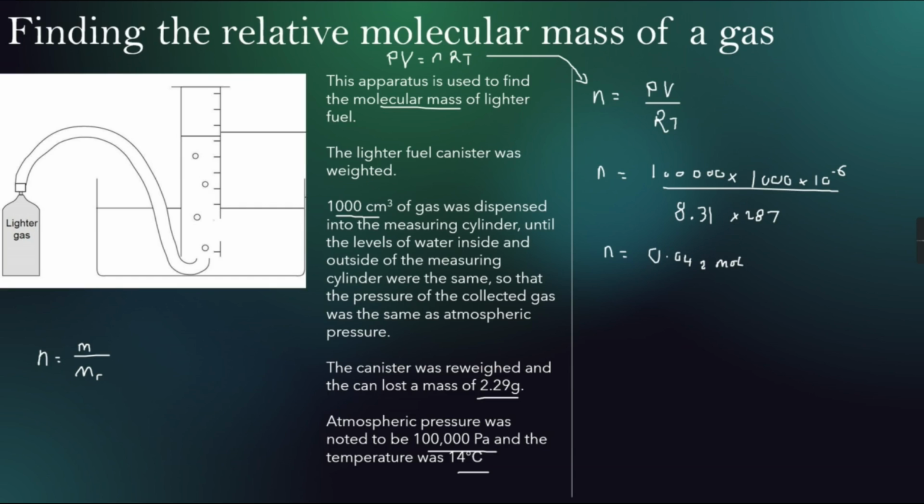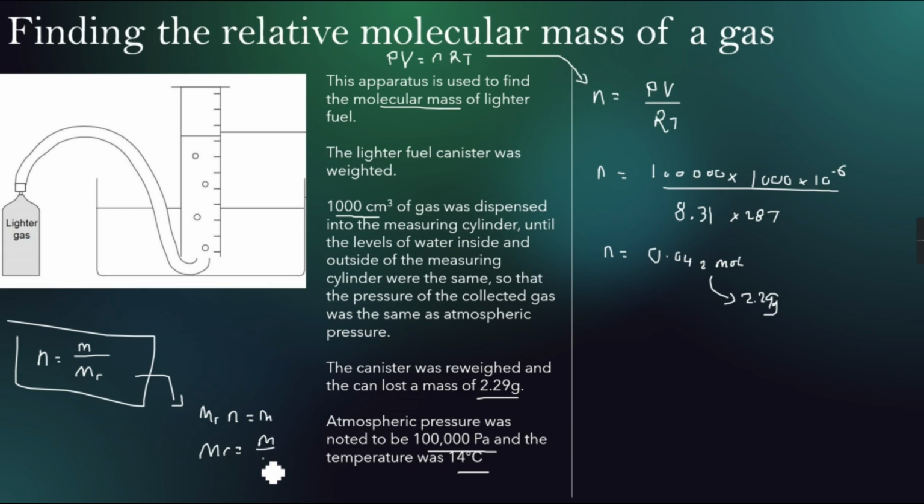So that means the 0.042 moles has a mass. So this has lost, remember, 2.29 grams. So this 0.042 moles must have that 2.29 grams. Okay, so using this equation now and rearranging it, to get molar mass the subject of the formula, well, we times both sides by Mr, so Mr n equals mass. Then we can divide by moles. So we get Mr equals mass over moles.